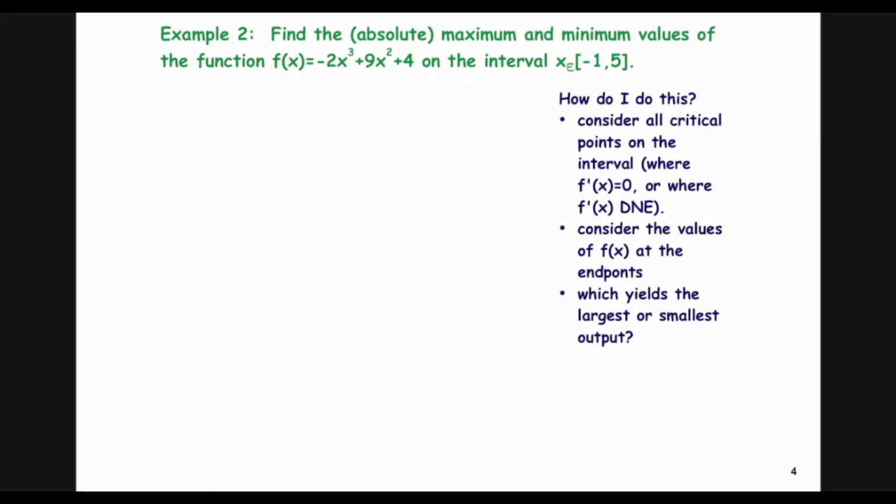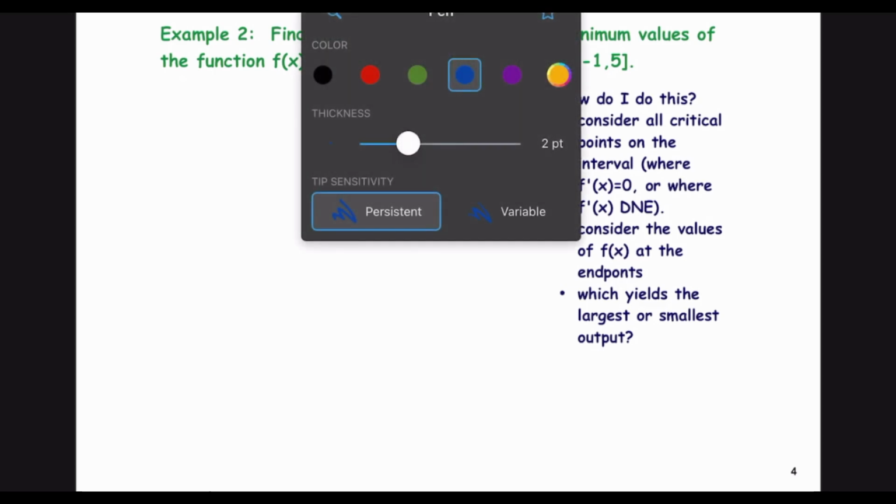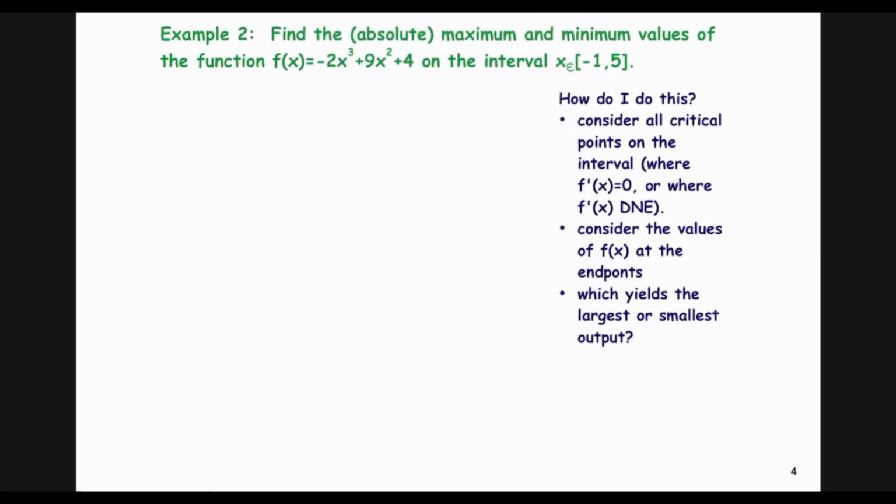In example 2, we're going to work through the same process again. So the question asks us to find the absolute maximum and minimum values of the function f of x equals negative 2x cubed plus 9x squared plus 4 on the interval x as an element of negative 1 to 5. So we're going to consider the critical points. And once again, we can see right away this is a polynomial, a cubic function, so there's not going to be anywhere where the first derivative does not exist.